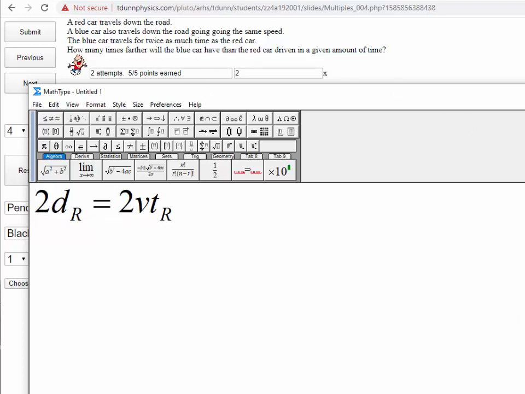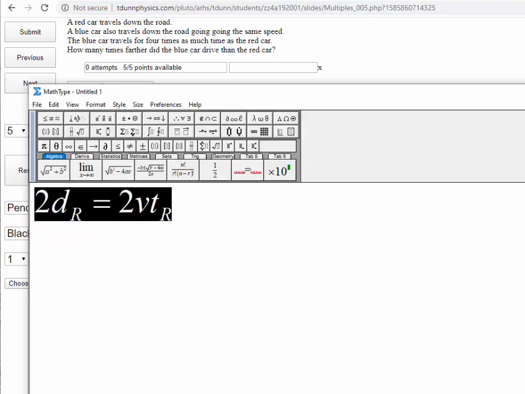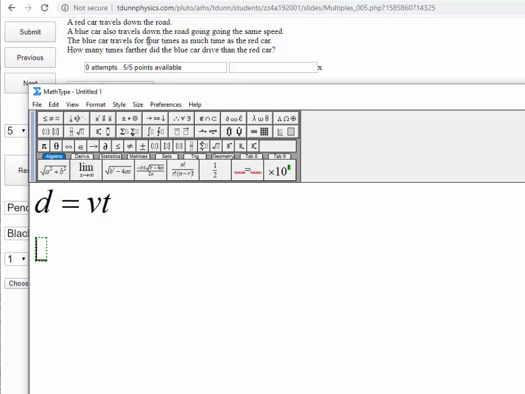Let's see if that pattern can help us in some of the more complicated problems. A red car travels down the road once again. A blue car travels down the road going the same speed. The blue car travels 4 times as much time as the red car. How many times farther did the blue car drive than the red car? So distance equals velocity times time. The blue car is traveling 4 times as fast. That means 4 times the distance.